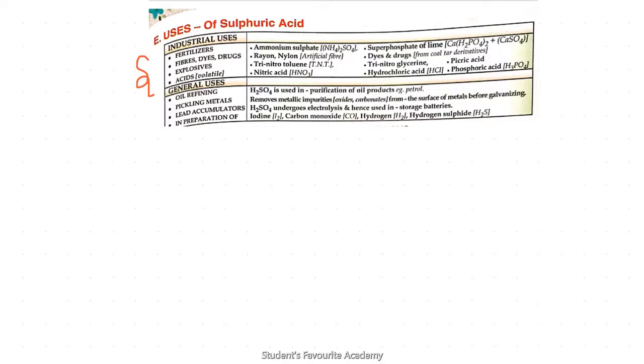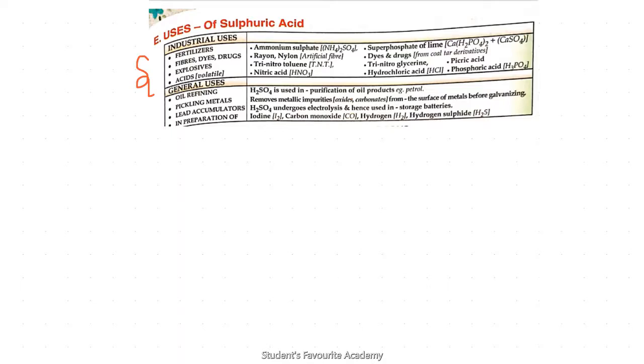And dyes and drugs, it is used from coal tar derivatives. Okay, now what is the next thing, children? Explosive, that is TNT. This is trinitrotoluene, that is a very dangerous explosive, children. So sulfuric acid is being used in the formation of that as well. And then we have picric acid and trinitroglycerine.